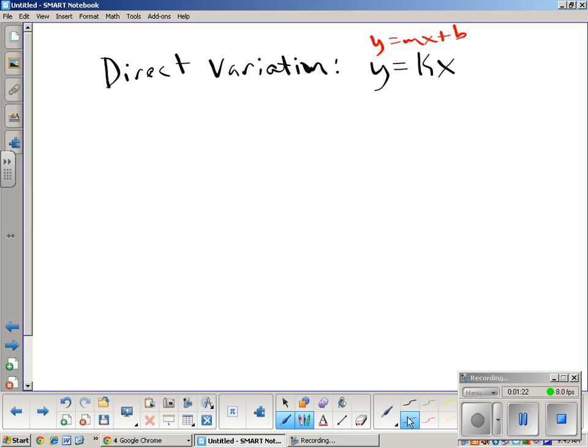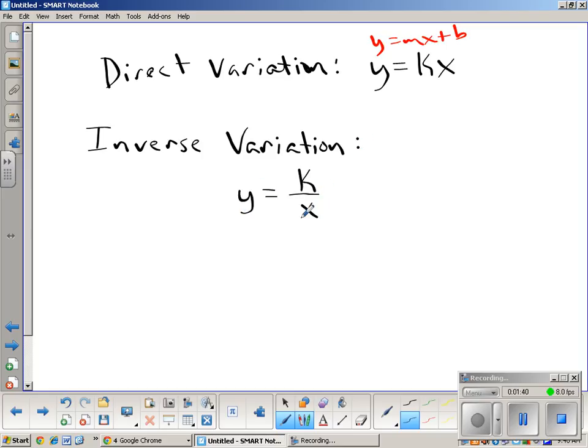Okay? Well, today we're going to talk about inverse variation. An inverse variation is always of this form. y is equal to k over x, where x does not equal 0. I was reading from the book.